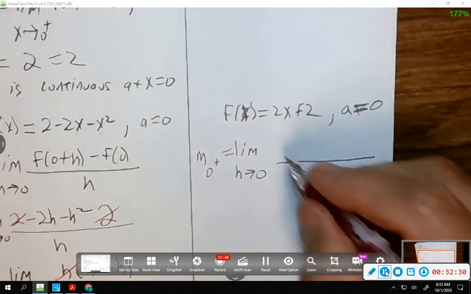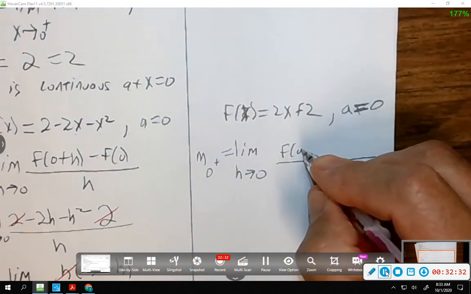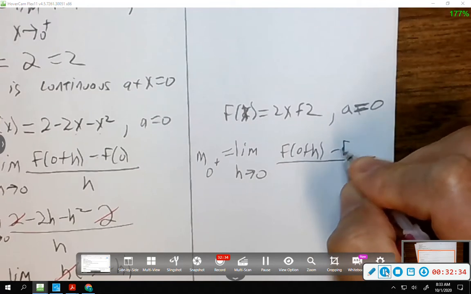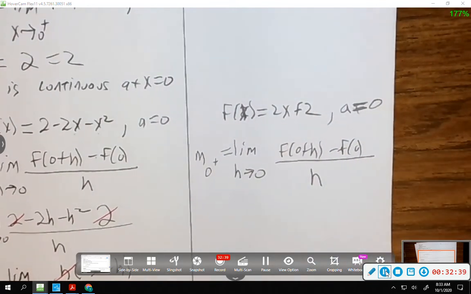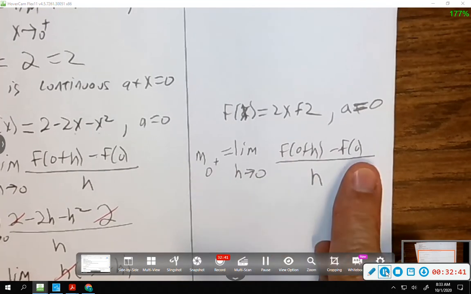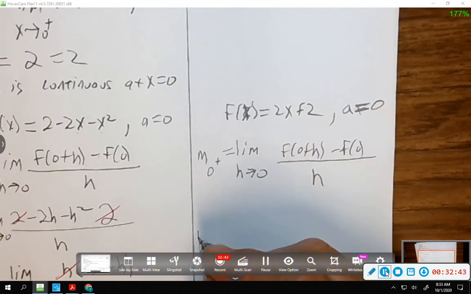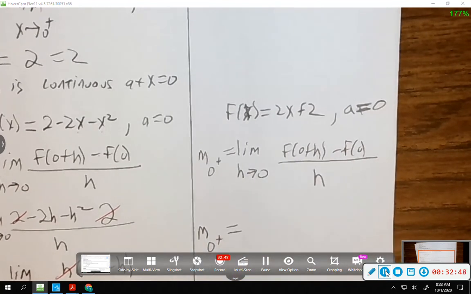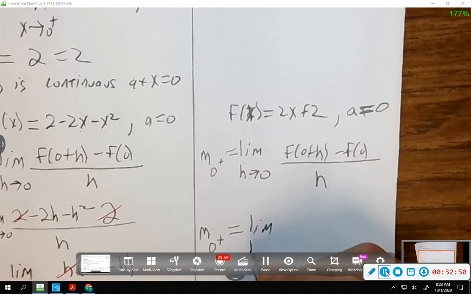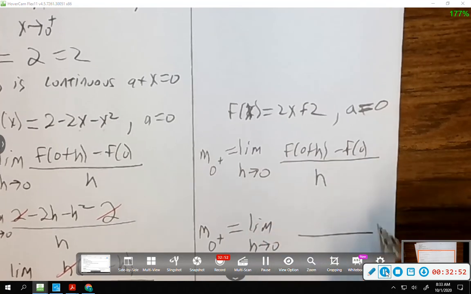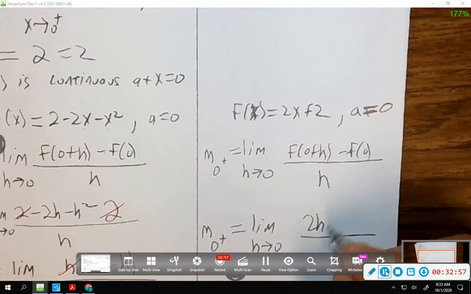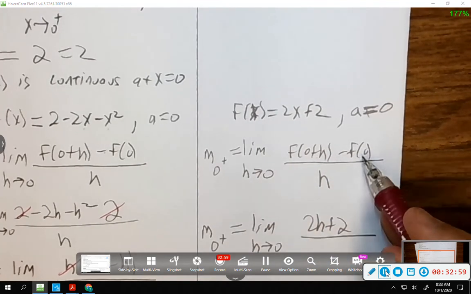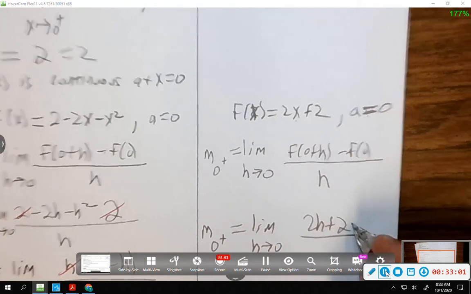Again, f at 0 plus h minus f at 0 all over h. This problem is made significantly easier because the breaking point is at 0. And that's not always going to be the case. Okay? So the limit as h approaches 0. Because 0 plus h is just h, so I plug h into here. I get 2h plus 2 minus f at 0. Plug 0 in. I get subtract 2 all over h.